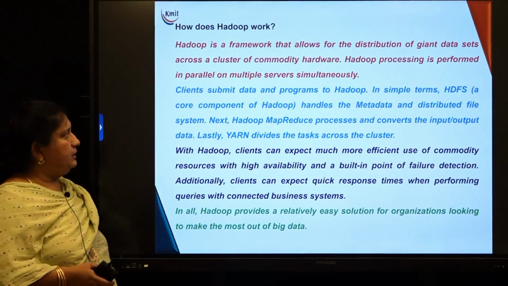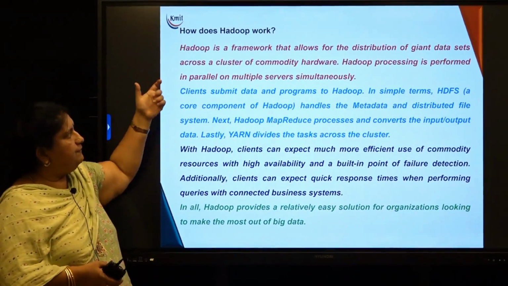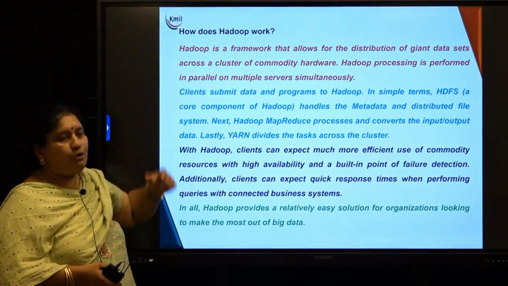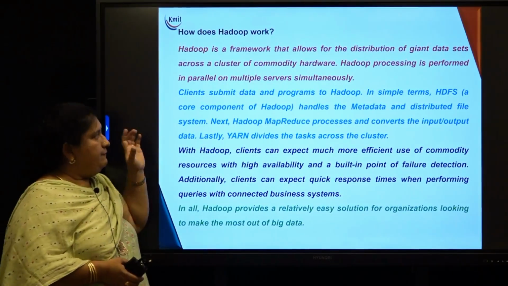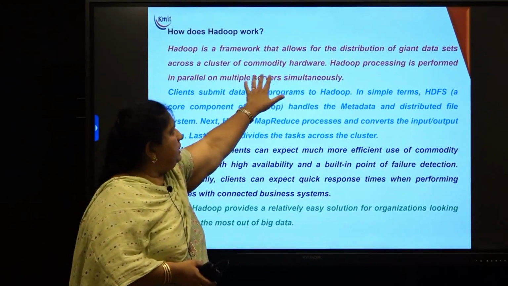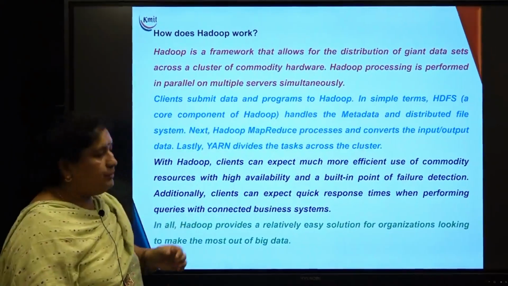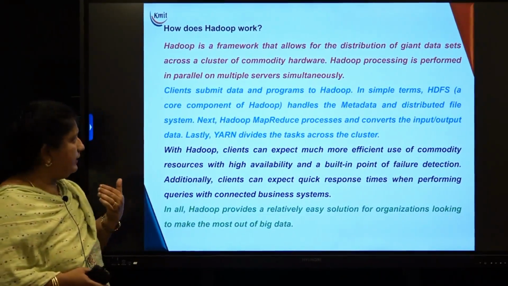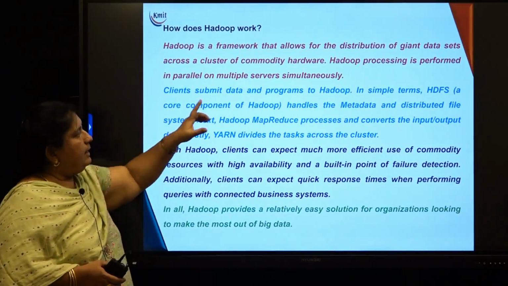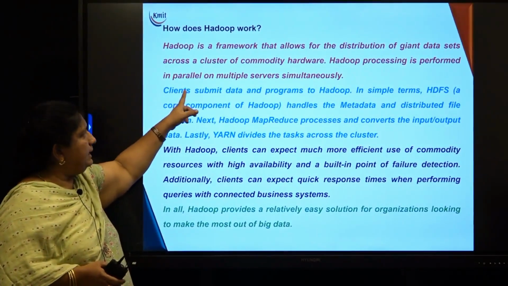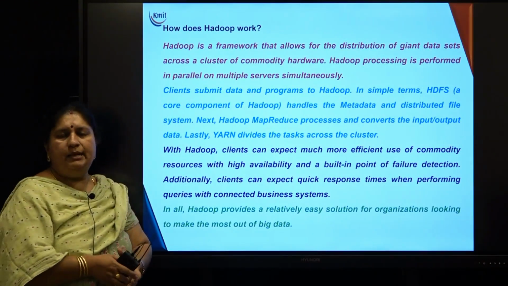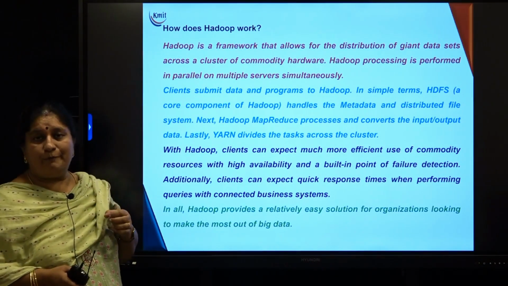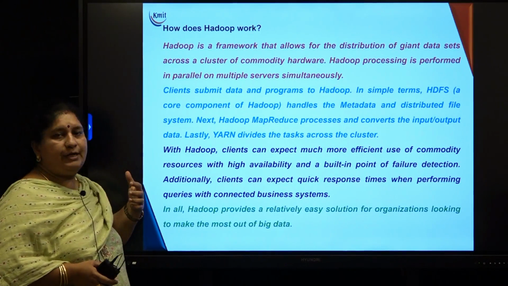Then how does Hadoop work? Hadoop is a framework which allows for the distribution of giant data sets across a cluster of commodity hardware. This is very important. We are working with normal machines or commodity hardware, which we connect via a network, and the data is spread across this network of commodity hardware. So we store the data, and Hadoop processing is performed in parallel on multiple servers simultaneously. We know the concepts of parallel programming. So Hadoop processing takes advantage of parallel programming, and multiple servers are working simultaneously.